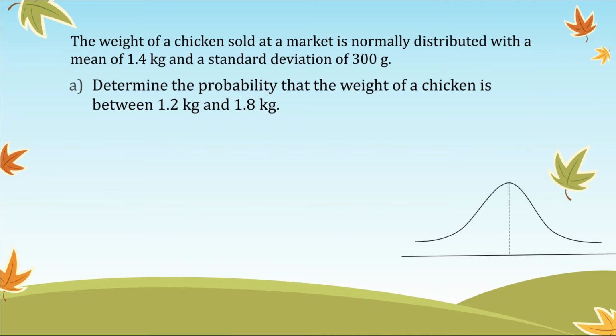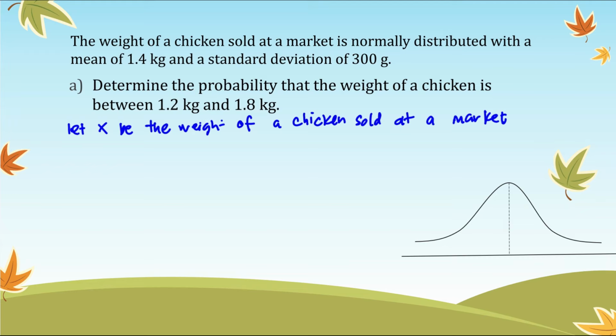The weight of a chicken sold at a market is normally distributed with a mean of 1.4 kilogram and a standard deviation of 300 gram. First, we want to determine the probability that the weight of a chicken is between 1.2 kilogram and 1.8 kilogram. Let X be the weight of a chicken sold at a market.